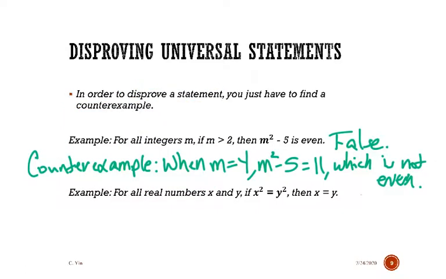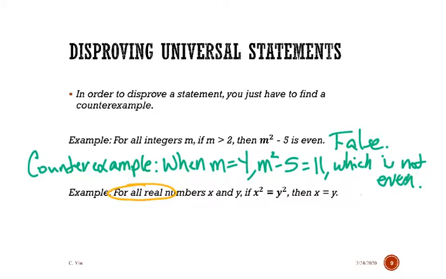So now let's look at this last one. It says, for all real numbers x and y, if x squared equals y squared, then x equals y. Now first it says for all real numbers. All right, now real numbers are just any number on the number line that you can think of, just not the imaginaries. All right, so it could be positive, negative, rational numbers, irrational numbers, just basically anything on the number line.